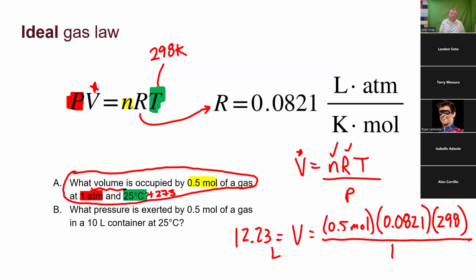You're right. You don't know. You shouldn't know. You don't need to know. The identity of the gas does not matter. So this problem says 0.5 moles of a gas. It doesn't matter if it's O2, if it's xenon, if it's methane, if it's propane. It does not matter, because that's not a part of this equation.